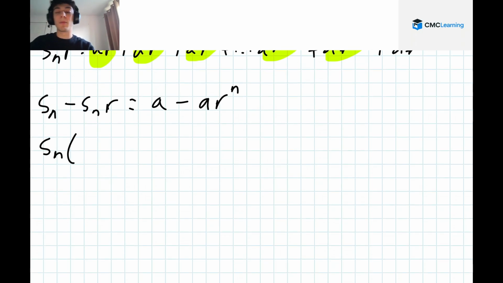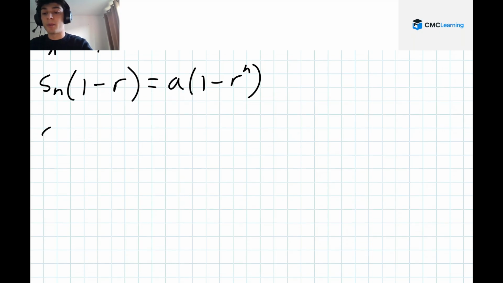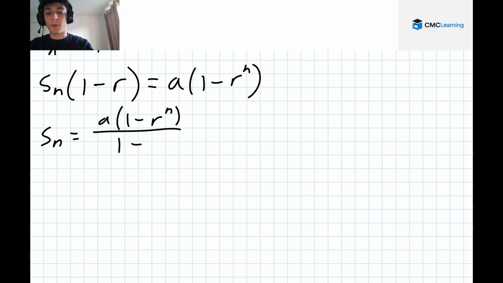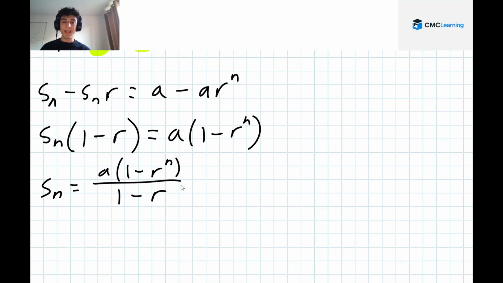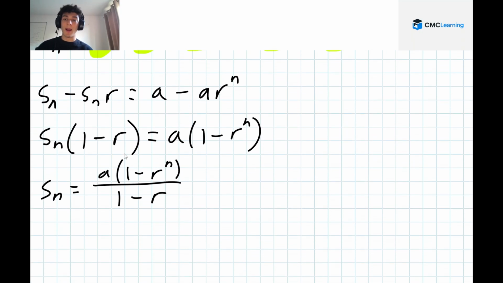So let's factor out S of n. We're left with 1 minus r. And on the right hand side we can also factor out a, can't we? This first term in our sequence. And what we're left with, we can see, we just simply divide through. We get a multiplied by 1 minus r to the power of n, all divided by 1 minus r. And this is a familiar equation that you've seen before, which is good.